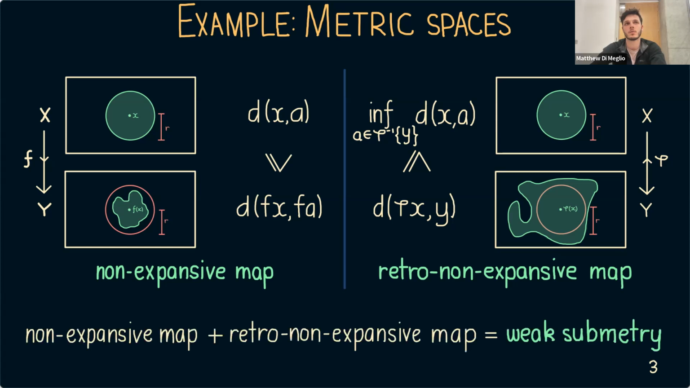Now, when we have a non-expansive map and a retro non-expansive map, what we get is actually a known kind of morphism in the literature on metric spaces. It's called the weak submetry. And I should thank Callum Reeder and Paolo Perrone for pointing us to the notions of submetry and weak submetry. I think it's quite interesting that it comes up in this way.